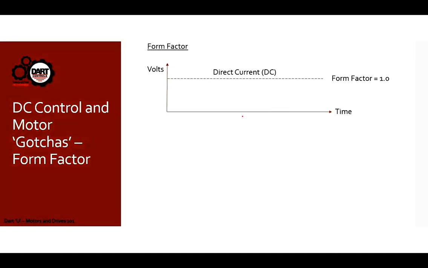Now, there are some gotchas that can get involved with DC motors and controls I want to make you aware of. There's something called form factor. Form factor is a spec you usually see on a motor. It is an indication of how the motor is designed and built. So if we go back to our direct current graph, it's a pure straight line. The form factor is a perfect 1.0.